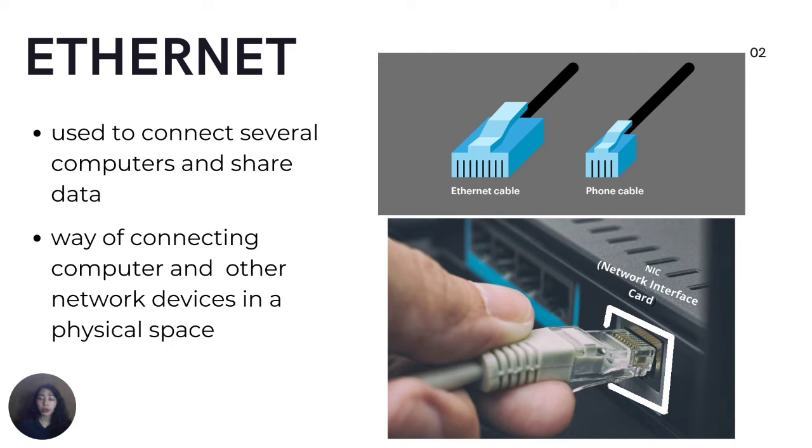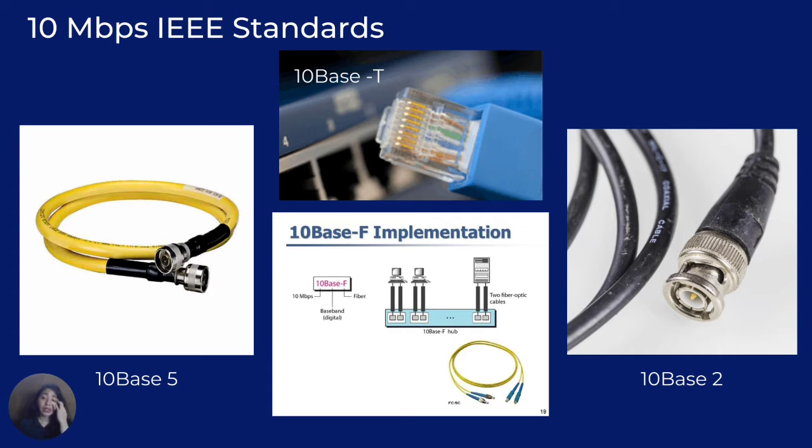I know you are familiar with the word Ethernet, but what really is Ethernet? Ethernet is the most popular network architecture. It is a method in which a user connects several computers and shares their data. It is a way of connecting computers and other network devices in a physical space. Ethernet is divided into three categories based on transmission, speed, and media. The sections that follow cover these categories.